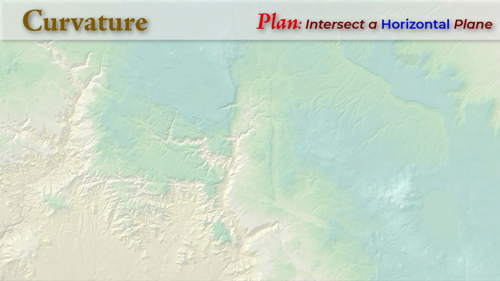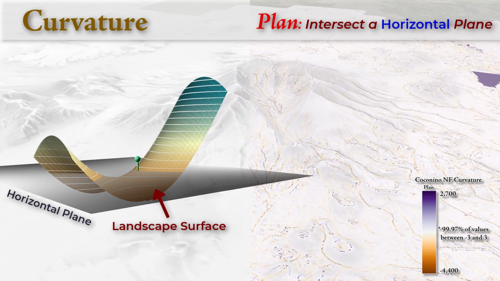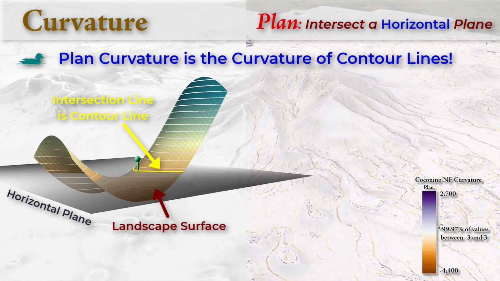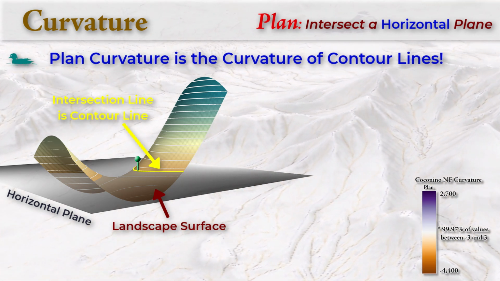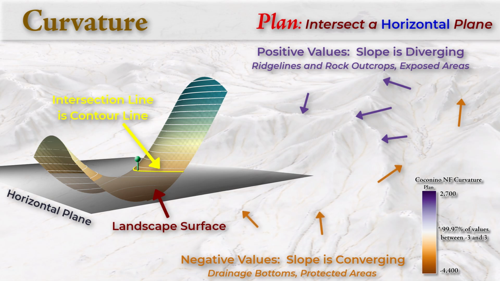If we orient the plane so that it's flat, meaning that every point on the plane is at the same elevation, we get what they call plan curvature. You might notice that the intersection line between a flat plane and the surface is basically a contour line. So plan curvature is the curvature of that contour line at a point. Positive values mean that water would diverge as it flows over that point. Negative values mean that water would converge, like at the bottom of a drainage. Relatively high positive values may also indicate ridge lines or more exposed places on the landscape, while highly negative values may indicate drainage bottoms or places more protected from the elements.